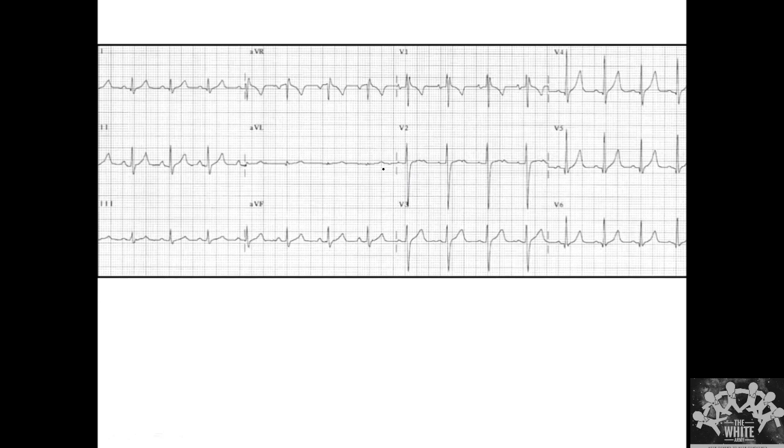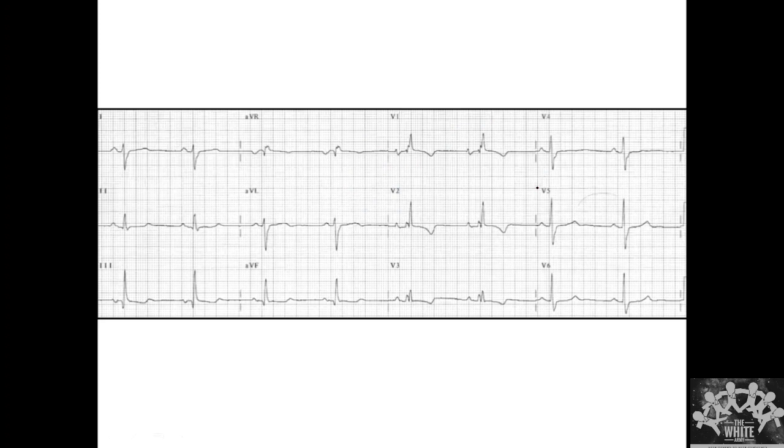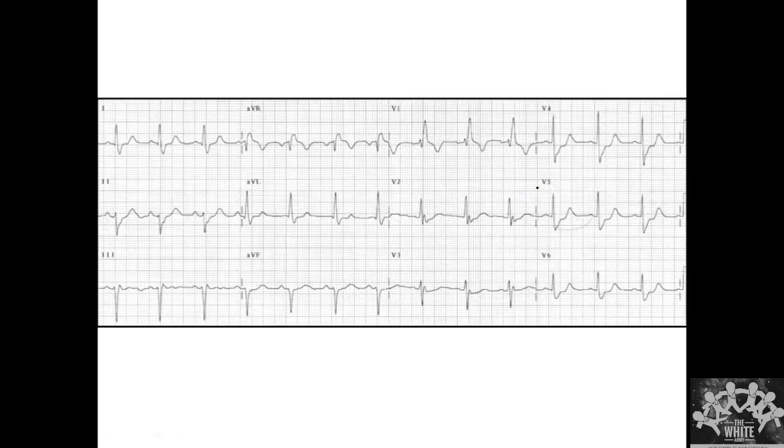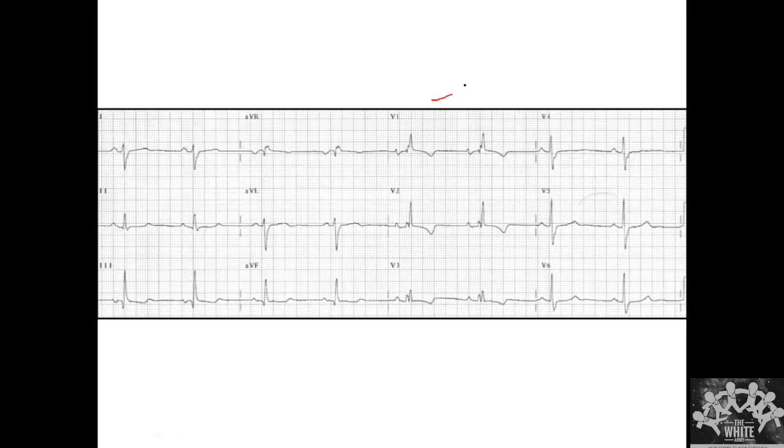Correct. Agreed with everyone. So this is incomplete right bundle branch block on normal axis, with the rule of appropriate discordance. Okay, correct. So what is this? Look at the axis also. Normally, incomplete RBBB should have normal axis. It won't cause much axis deviation.